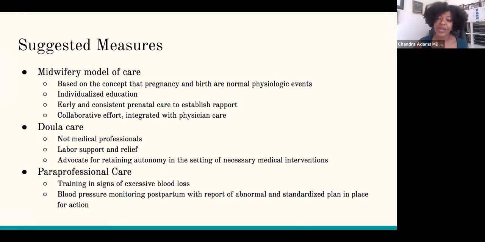But paraprofessional care, I believe, is what's going to really help. This is the crucial part that's missing. Those women or men who are standing in the gap, they can visit the mothers during the crucial weeks between 34 weeks to 2 weeks postpartum. They need to be trained in signs of excessive blood loss, trained in taking blood pressures, and being able to report an abnormal to someone who has a standardized plan in place for action.